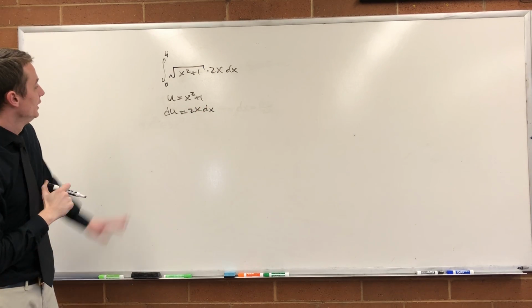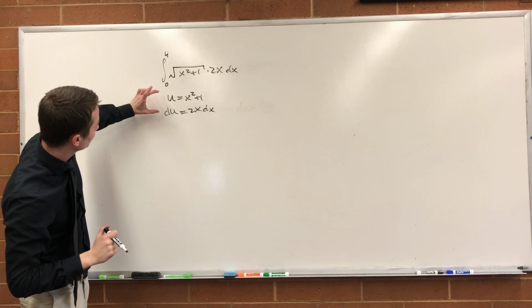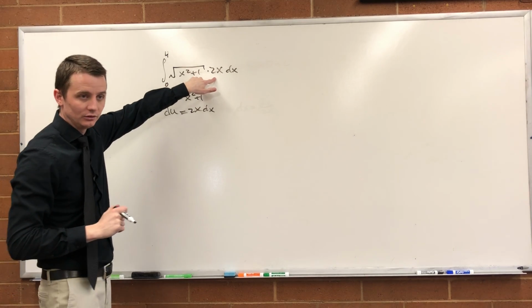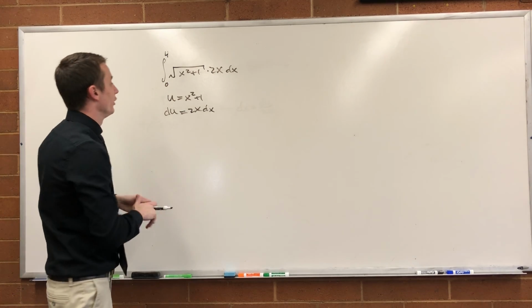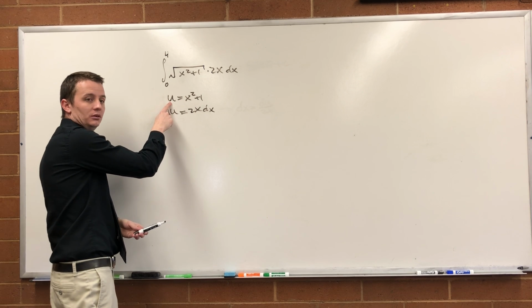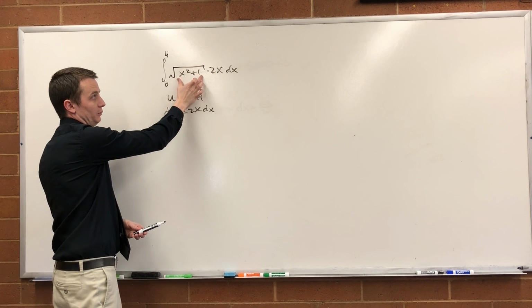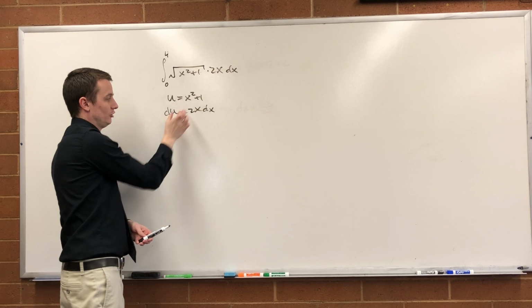Now I'm going to substitute values in for this integral. I know that x squared plus 1 is the same thing as u, so that's going to become a u. And this 2x dx is just going to become du.